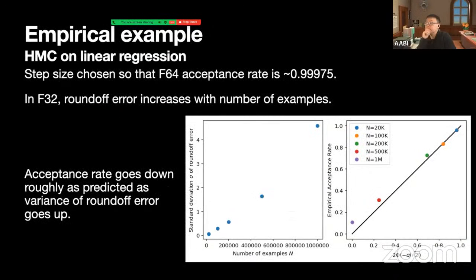So here's an empirical example coming back to that HMC on linear regression in a little bit more detail. So here, this is just a bunch of different synthetic data sets of different sizes. Step size chosen very conservatively so that the acceptance rate is extremely high in float64. And as we might expect, in float32, the round-off error does increase pretty much linearly with the number of examples because we're just adding more and more terms to that log density. And the acceptance rate does go down roughly as predicted by the derivation for the normal case in the paper as the variance of the round-off error goes up.